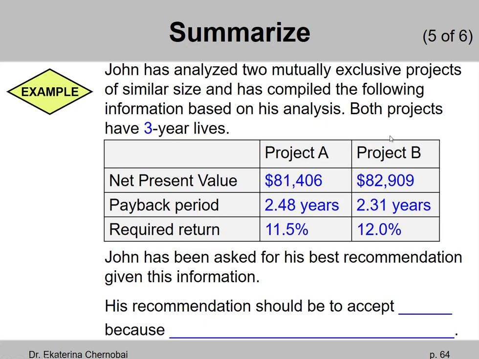Project A, Project B. For Project A, the net present value is $81,406. For Project B, it's $82,909. The payback period for Project A is 2.48 years. For Project B, it's 2.31 years. The required return for Project A is 11.5%. For Project B, it's 12%.